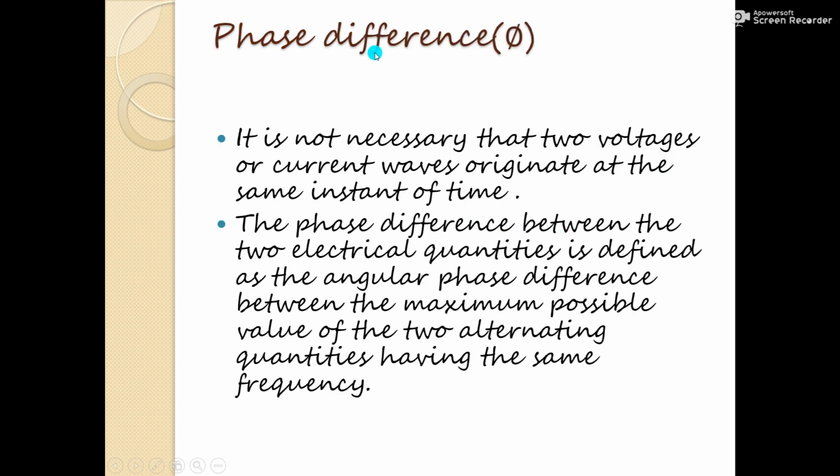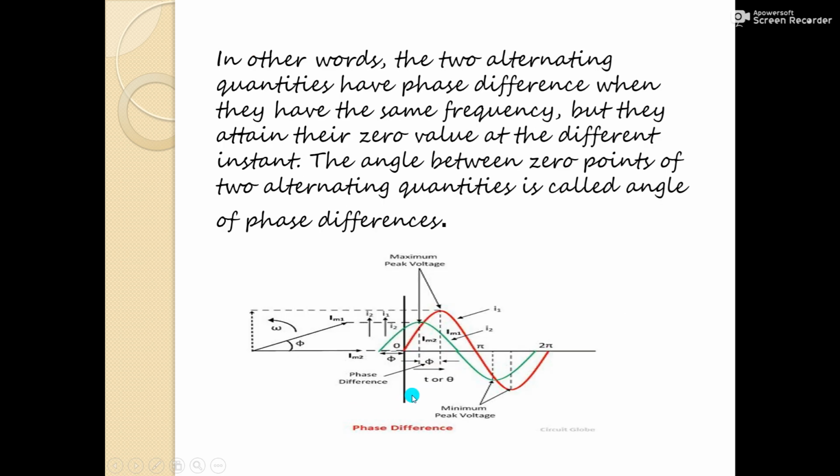Now moving towards phase difference, which is denoted by phi. It is not necessary that two voltage or current waves originate at the same instant of time. The phase difference between two electrical quantities is defined as the angular phase difference between the maximum possible values of the two alternating quantities having the same frequency.